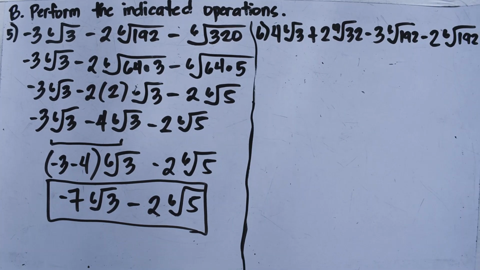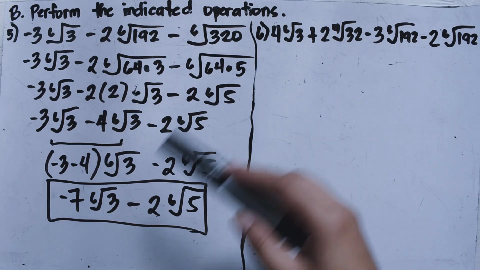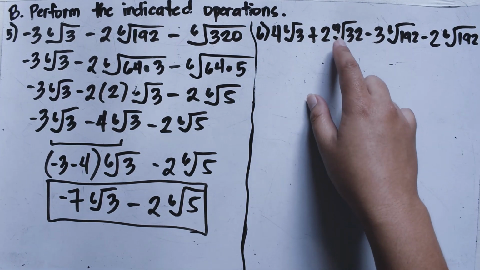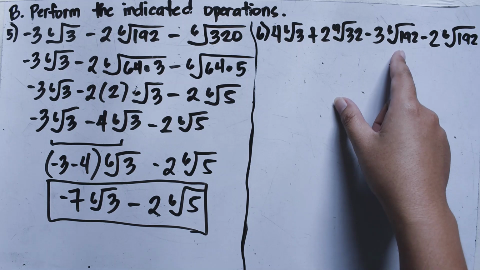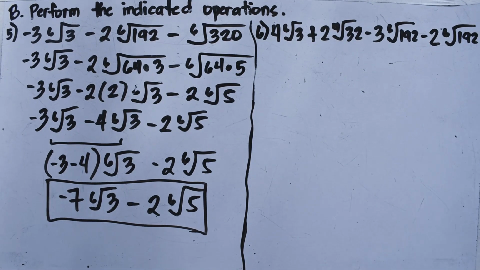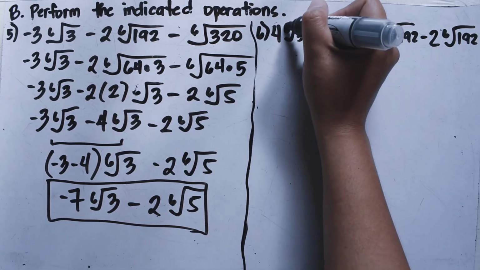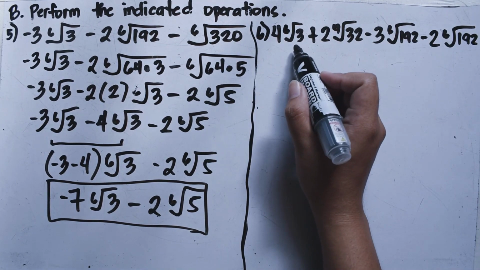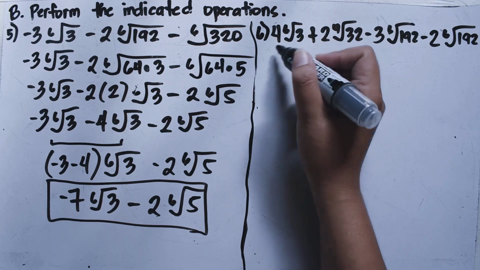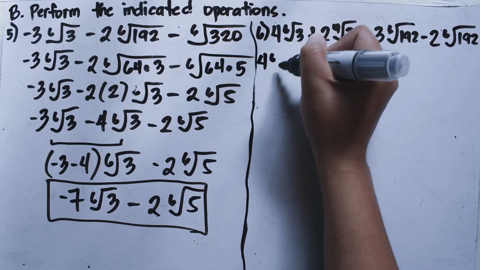So this is again our number 6. We have 4, 6th root of 3 plus 2, 4th root of 32, that's 4, minus 3, 6th root of 192, minus 2, 6th root of 192. So let's simplify one by one. Looking at the first term, guys, the 3 can no longer be reduced, so just copy this since it can no longer be simplified. So 4, 6th root of 3.